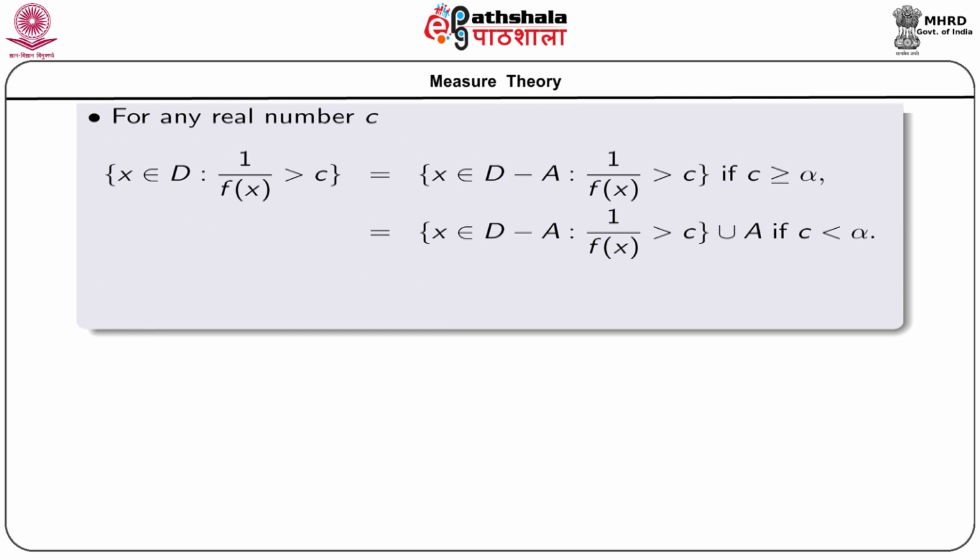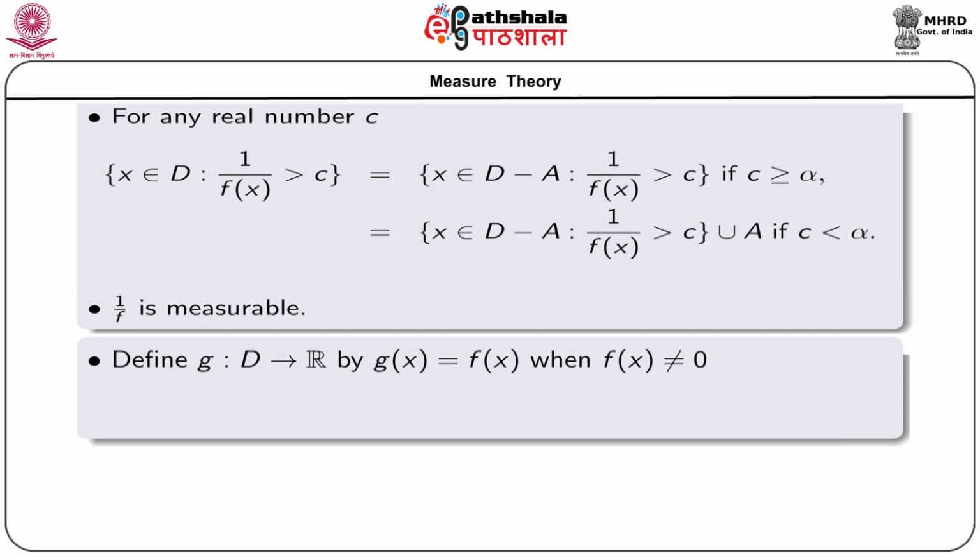Now, for any real number C, consider the set of x belonging to D where 1 by f of x is greater than C. This is equal to the set of x belonging to D minus A where 1 by f of x is greater than C, if C is greater or equal to alpha, and this is equal to the collection of all x belonging to D minus A where 1 by f of x is greater than C, union the set A where f of x is 0, if C is less than alpha. Now, since 1 by f is already measurable on the set D minus A, each set on the right hand side is measurable, and this shows that the function 1 by f is measurable.